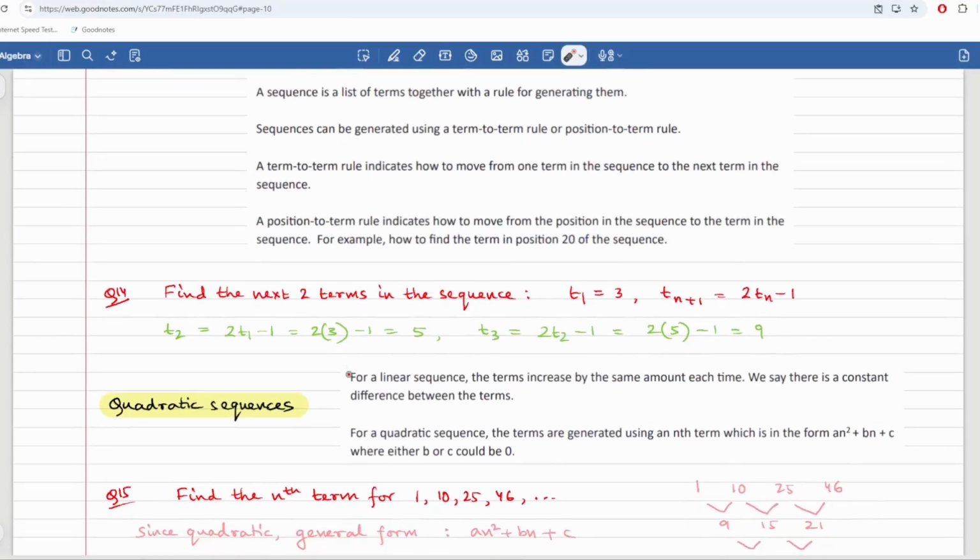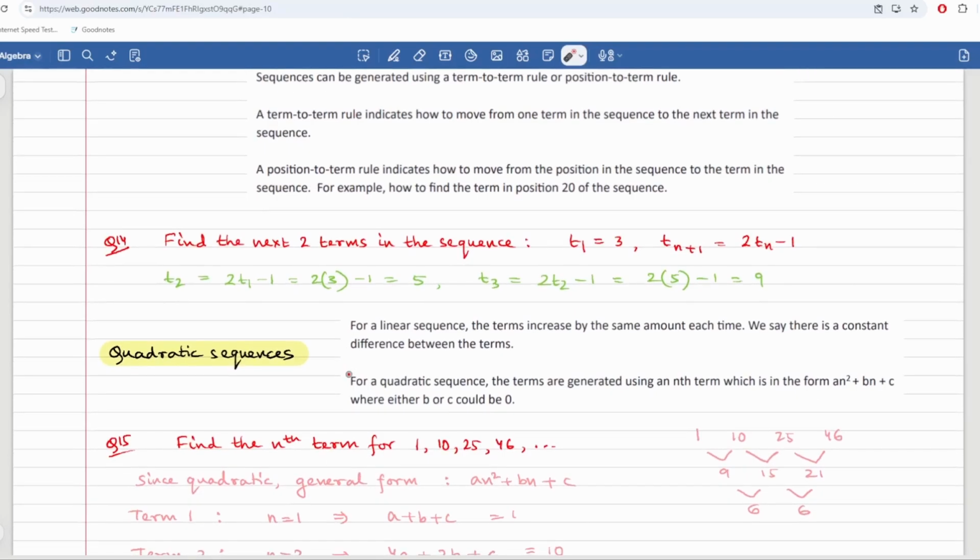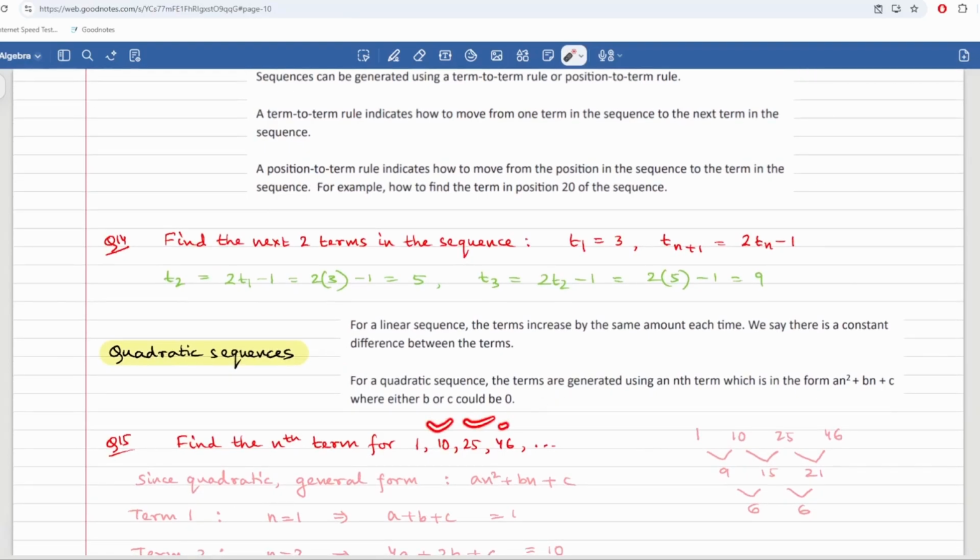I'll show you an example. Find the nth term for 1, 10, 25, 46. How do we do this problem? If you take the successive differences, you will get 9, 15, 21. And if you take one more layer of difference, you will get 6 and 6. So that means it's a quadratic sequence. I'll take the general form an square plus bn plus c. Term 1 is given by n equal to 1, which gives a plus b plus c. Term 1 is 1, so note this equation: a plus b plus c is equal to 1.